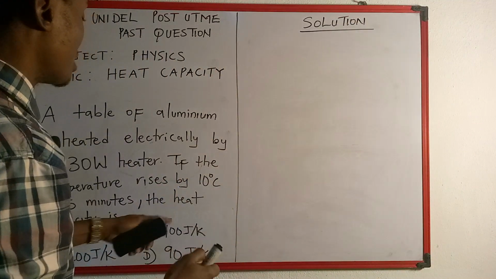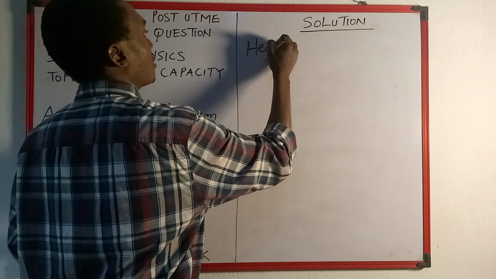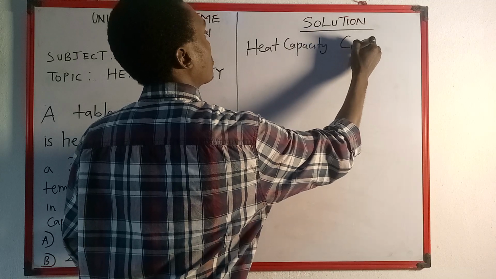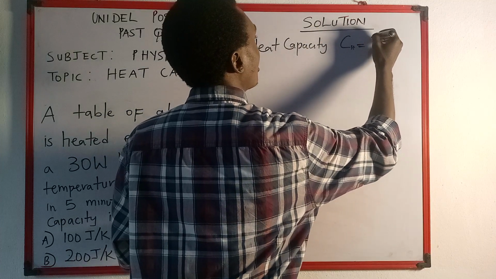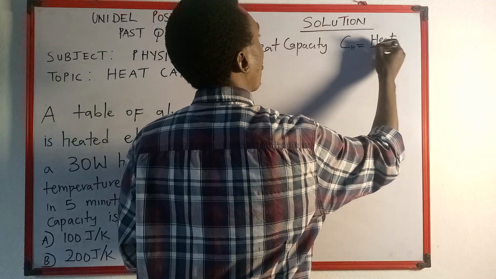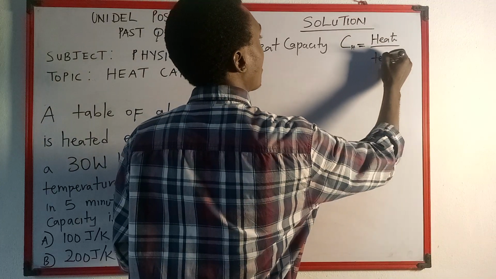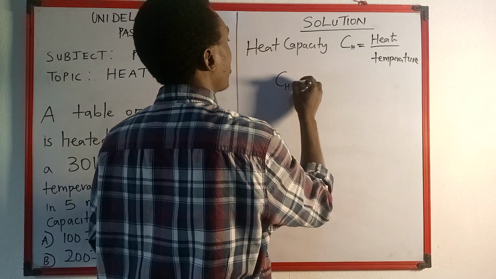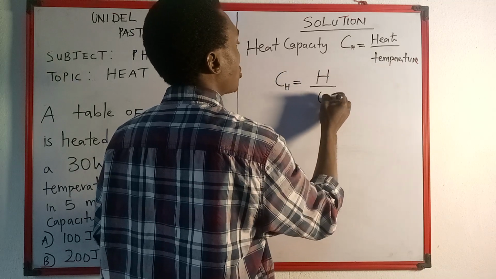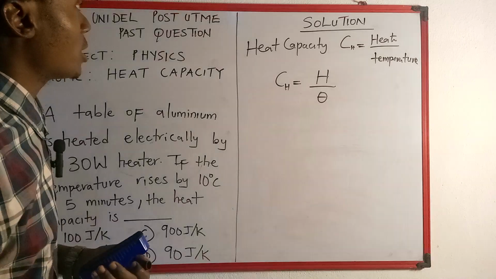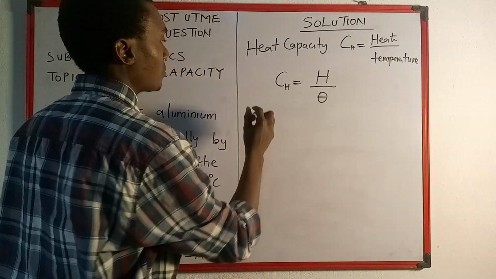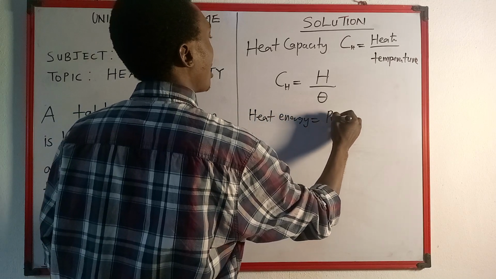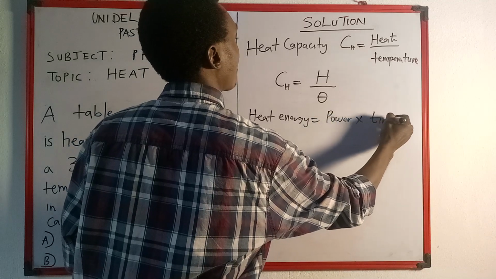Okay, so now let's find the heat capacity. Heat capacity has a formula, which is the heat itself over temperature. What we use to represent the heat, we can use capital H, while the temperature we can use theta. And take note, heat energy is always power times time.